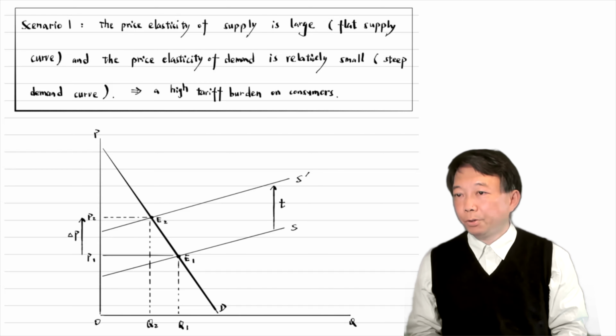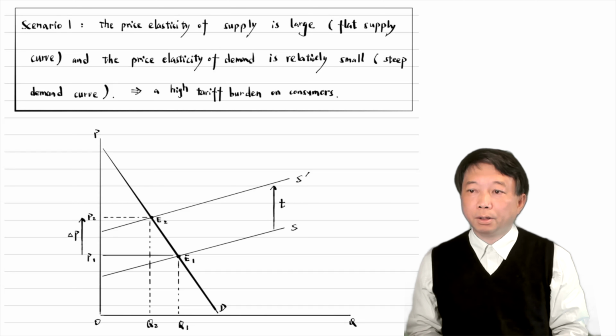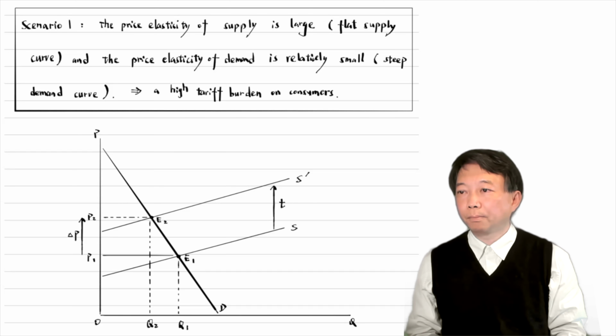This corresponds to our first graph. In this scenario, the tariff burden on consumers, alpha, is close to 1, meaning that consumers bear most of the tariff, while firms take on only a small portion of it.